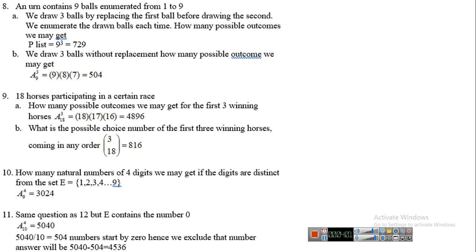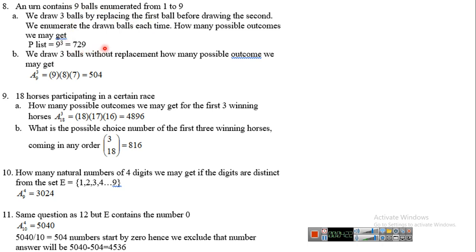An urn contains 9 balls enumerated from 1 to 9. We draw 3 balls with replacement of the first. Replacing means a p-list. We want to draw 3 balls, so directly it's 9 to the power 3. Without thinking, it's a p-list.